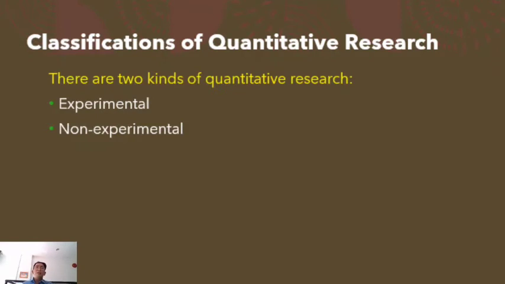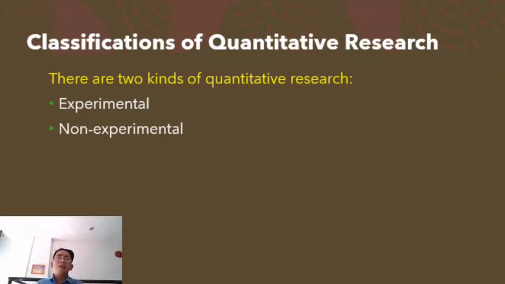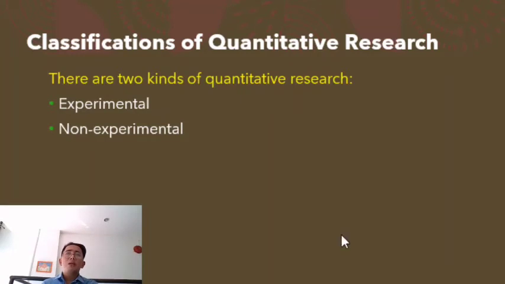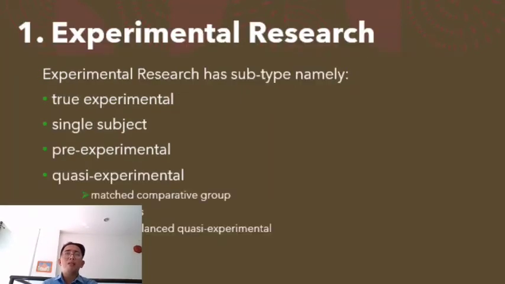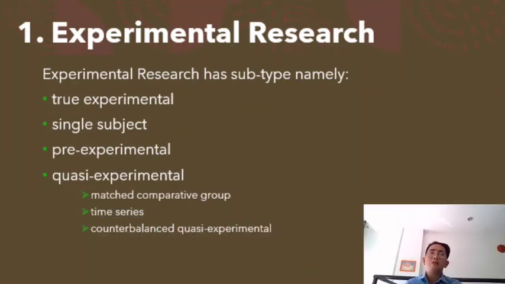So here are some classifications of quantitative research. There are two kinds: first is the experimental and the non-experimental. So let's discuss each classification. Now let's see what is experimental research. I'll move my camera so that you'll see the text. Experimental research has subtypes, namely true experimental, single subject, pre-experimental, and quasi-experimental.